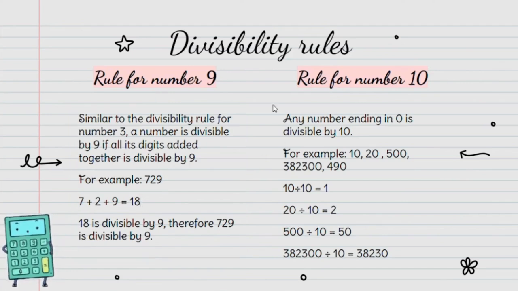Okay, and the rule for number 10 is kind of like the rule for number 5. It's really easy. Any number ending in 0 is divisible by 10.